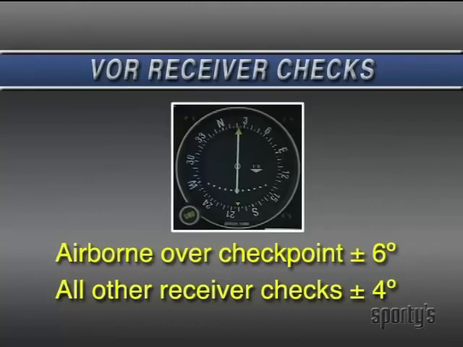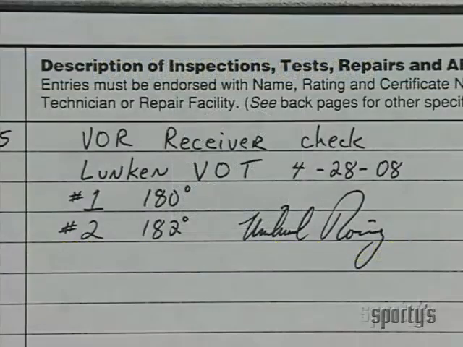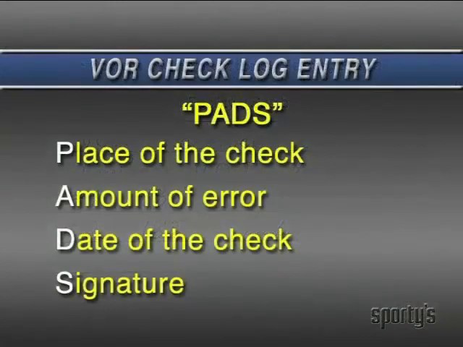All other receiver checks, including the VOT and dual receiver checks in the air, must have a tolerance of 4 degrees. The VOR check must be entered in the aircraft log or other record. The entry must include the date, place where the check was made, the error observed, and the signature of the person who made the check. I like the acronym PADS. P-A-D-S: P for place, A for amount of bearing error, D for date, and S for signature.